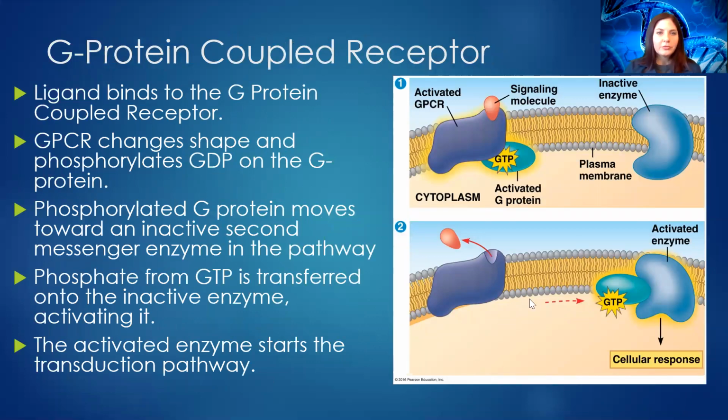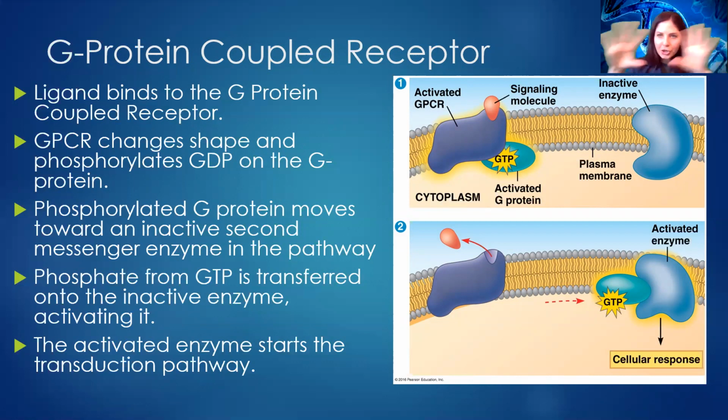So G protein coupled receptors bind to the G protein, or I should say the ligand binds to the G protein coupled receptor. So that G protein coupled receptor changes shape and it phosphorylates GDP on that G protein. So the phosphorylated G protein moves toward an inactive secondary messenger enzyme in the pathway, and then the phosphate from that GTP is transferred into an inactive enzyme, thus activating it, and the activated enzyme can start the transduction pathway.